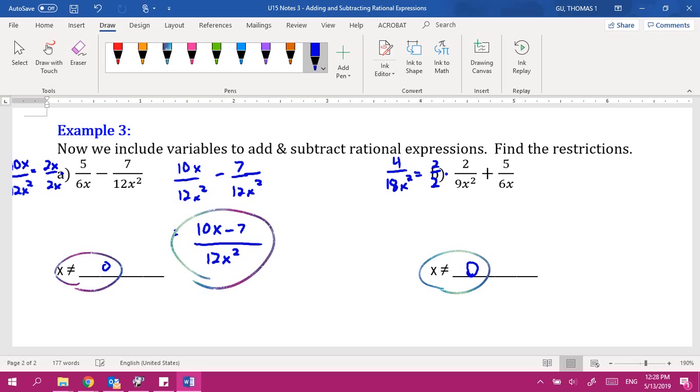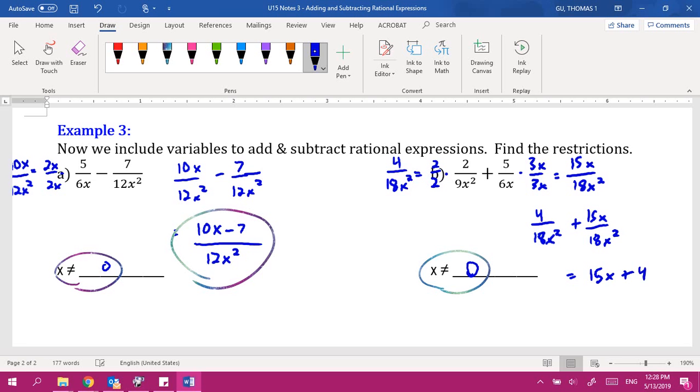Very good. And then what do I need to multiply the 5 over 6x by? 3x over 3x. Which gives me? 15x over 18x squared. That's right. And so now I have 4 over 18x squared plus 15x over 18x squared. So what's my final answer?